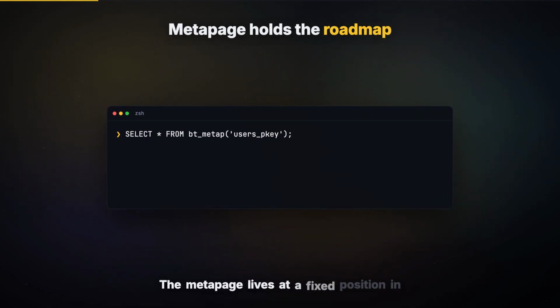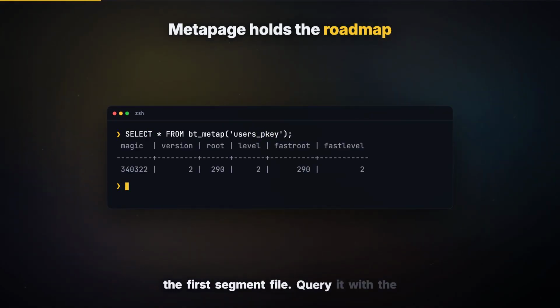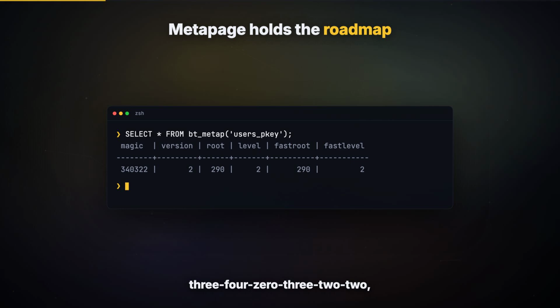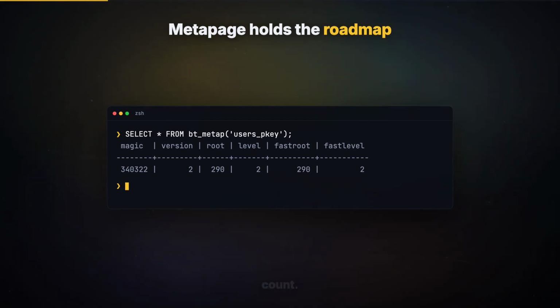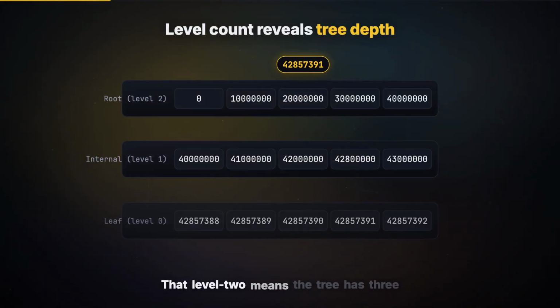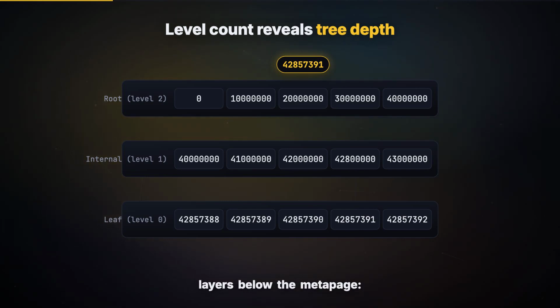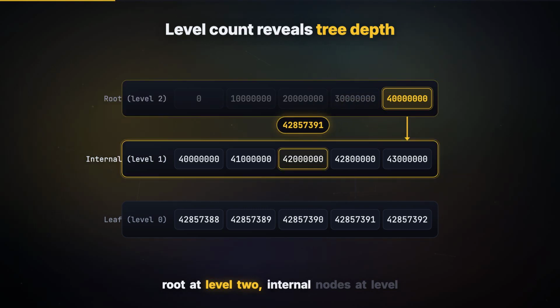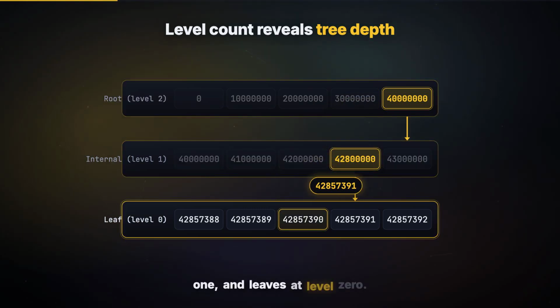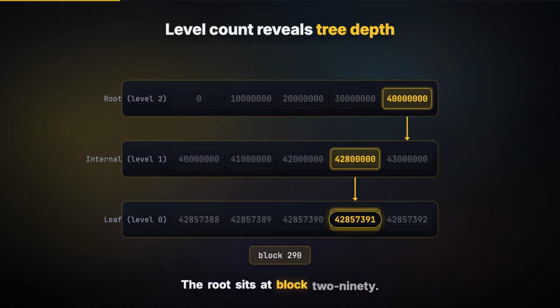The meta page lives at a fixed position in the first segment file. Query it with the page inspect extension, and you see the magic number 340322, the root block number, and the tree level count. That level 2 means the tree has 3 layers below the meta page: root at level 2, internal nodes at level 1, and leaves at level 0. The root sits at block 290.